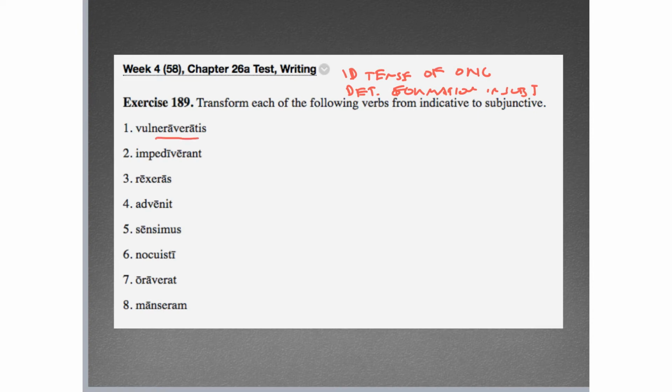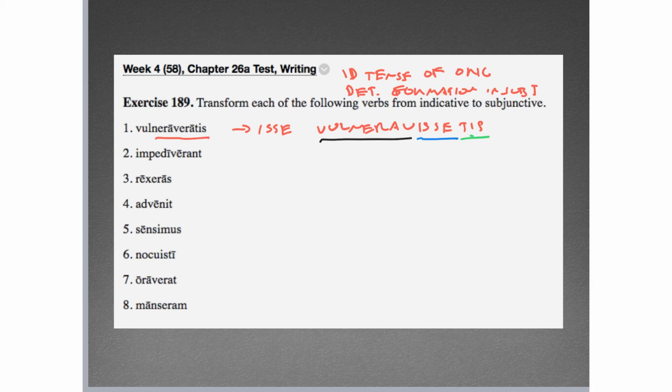So in other words, vulneraveratis. That indicates that it is pluperfect indicative. I need the pluperfect subjunctive, which, of course, is isse plus the ending. So I can use the same stem. Vulneravissetis. And again, there's my stem, there's my tense sign, there's my ending.